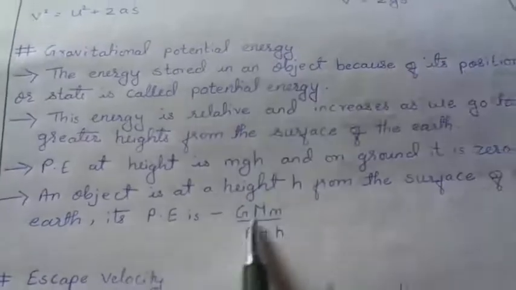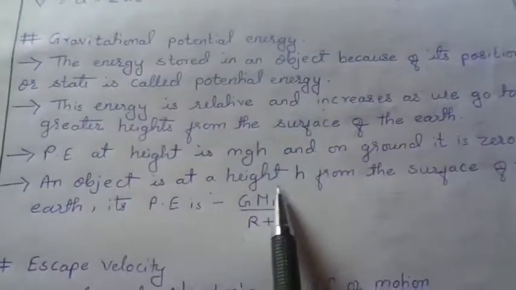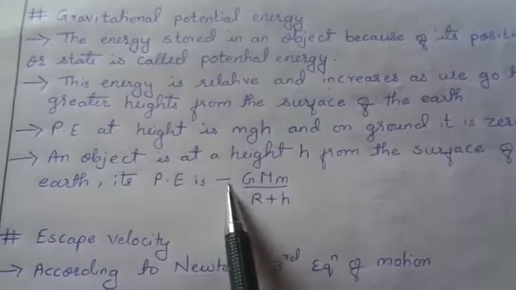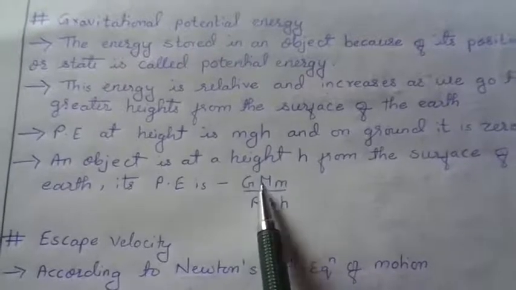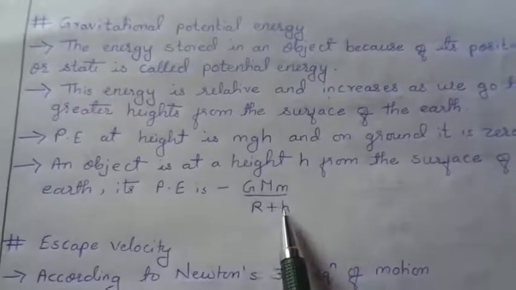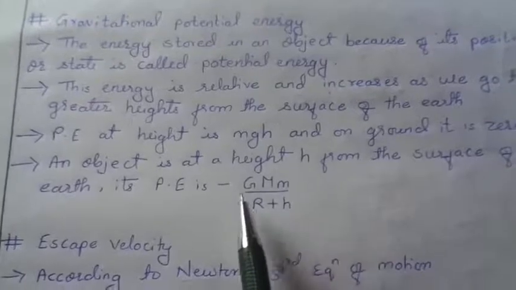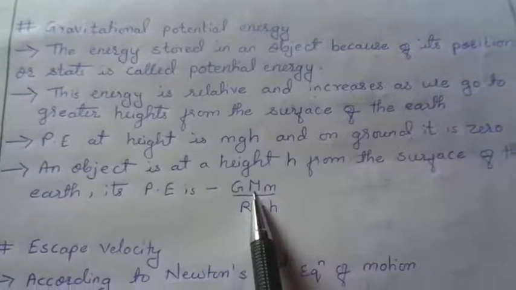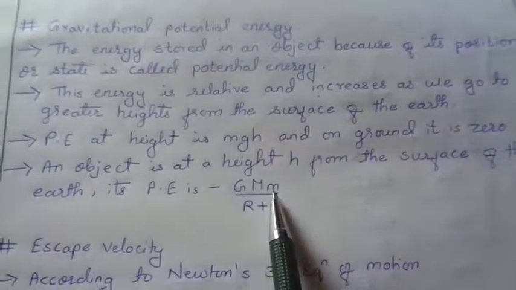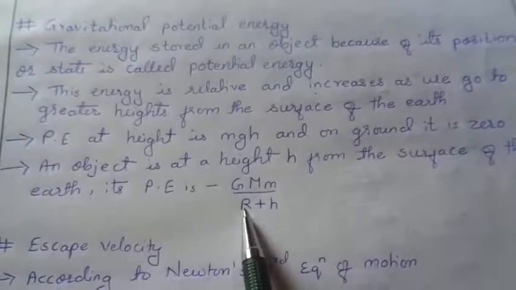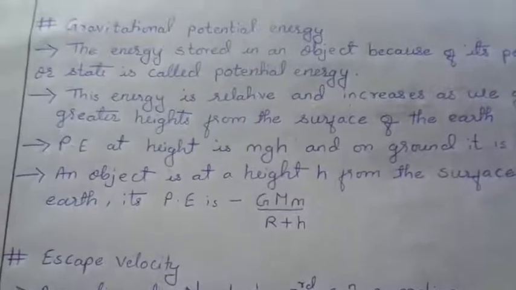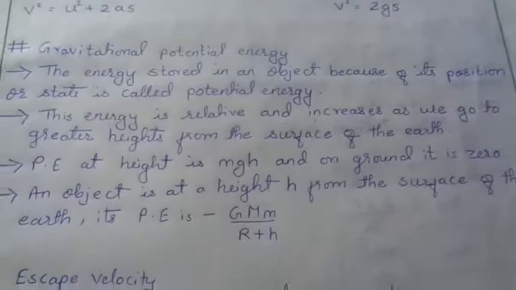Now this formula is given. An object at a height h from the surface of the earth, its potential energy is minus GMm upon R plus h. This is gravitational potential energy, where G is the gravitational constant, M is the mass of the earth and small m is the mass of the object. R is the radius and h is the height. Okay, so this is about the gravitational potential energy.